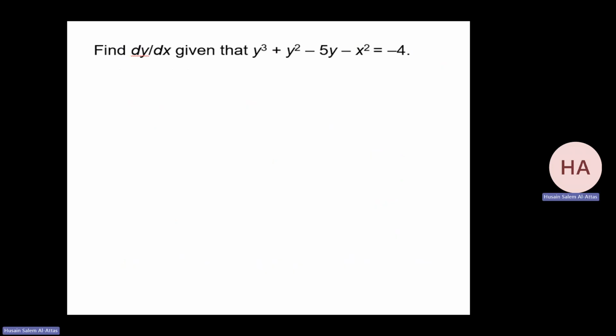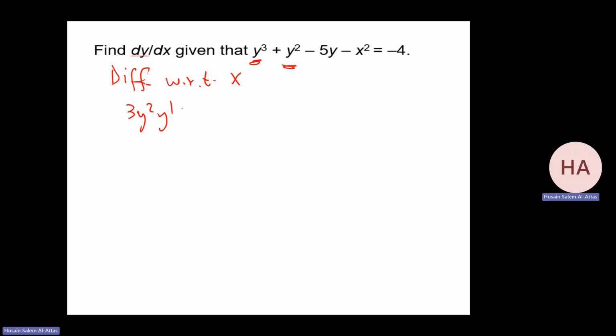Find dy over dx for this function. I will do the same. So differentiate with respect to x. The derivative of this, 3y squared times y prime.